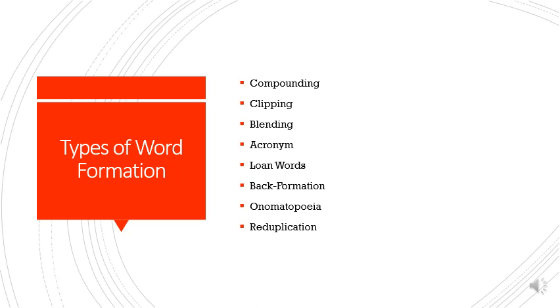So the basic type of word formation is affixation. I hope that you know very well about it, so I don't want to talk about it in this video. Affixation means adding something before or after a word, that is prefix and suffix. So here you will see about these types of word formation process.